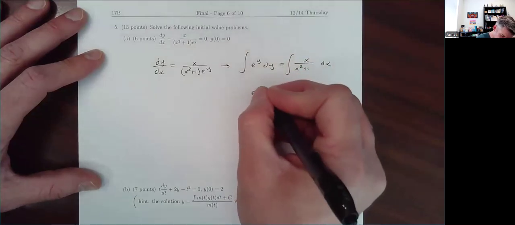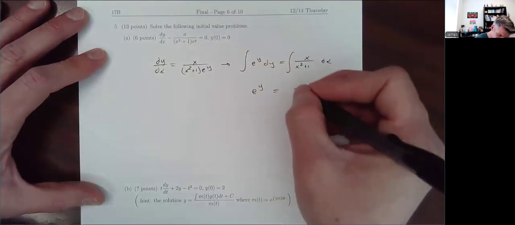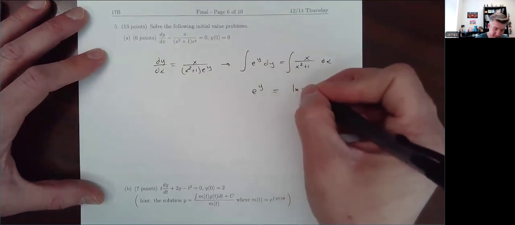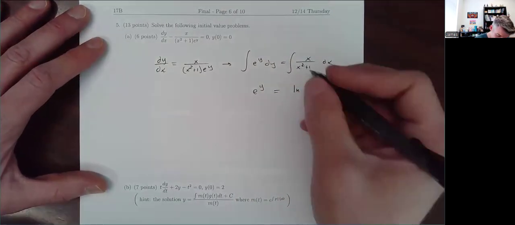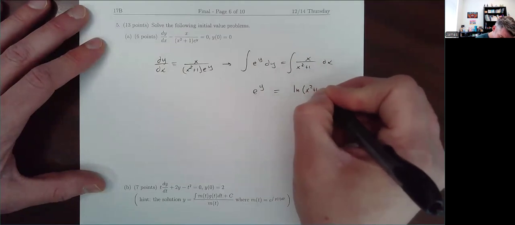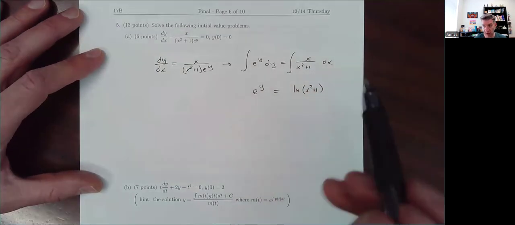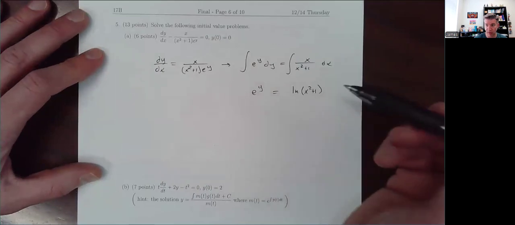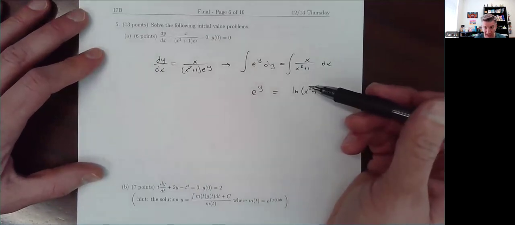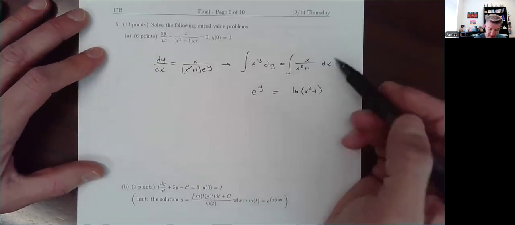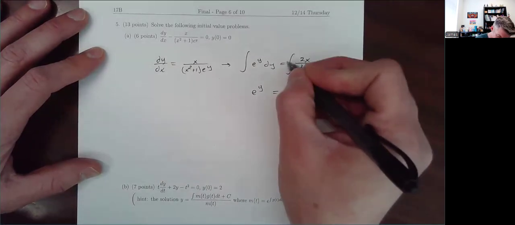Left-hand side is e to the y. Right-hand side is the natural log of x squared plus 1. I'm not going to use an absolute value here, and I'll explain why in a second. That's close. What's the derivative of natural log of x squared plus 1? It's 1 over x squared plus 1 times 2x. We're off by a factor of a half. In fact, if you like, you can throw in a 2 here and a 1/2 here.